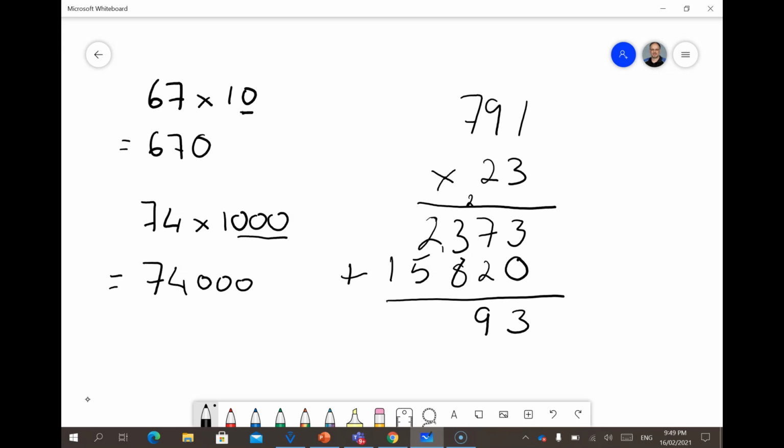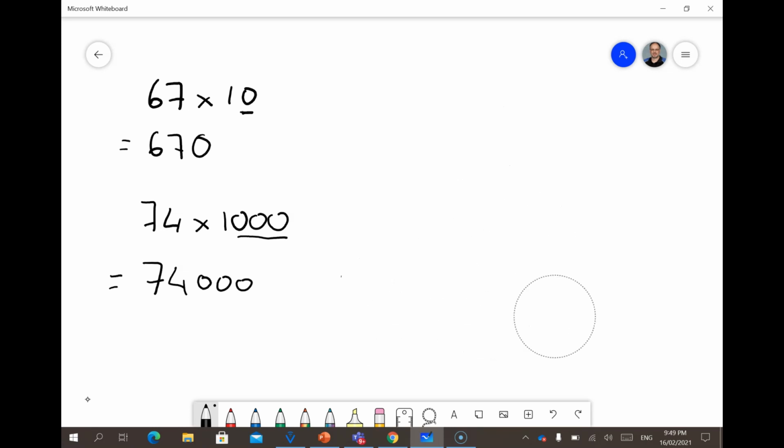We've now got an addition to do, so 0 and 3 is 3, 7 and 2 is 9, 8 and 3 is 11, 5 and 2 is 7, plus that 1 makes 8, and 1 and nothing, of course, is 1. So our final answer is 18,193.